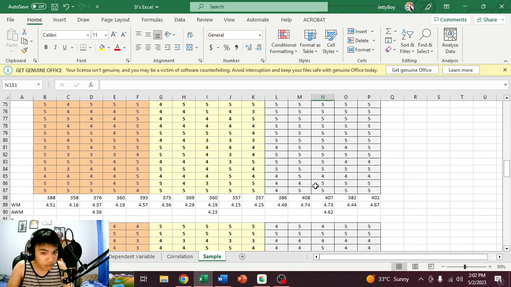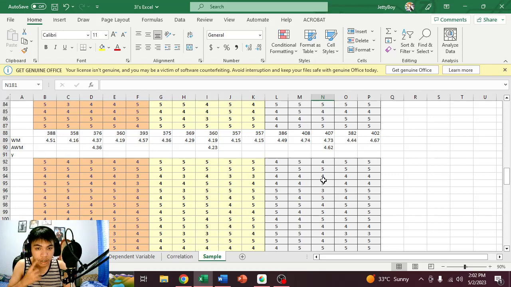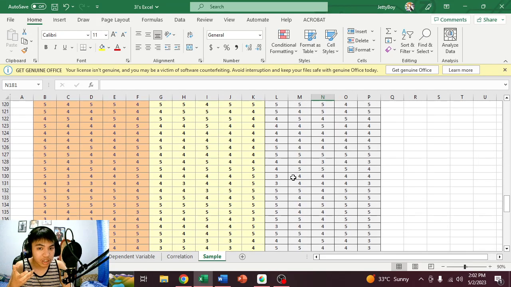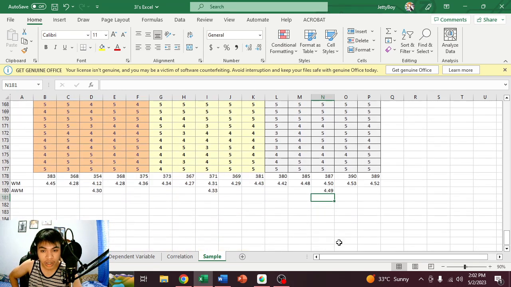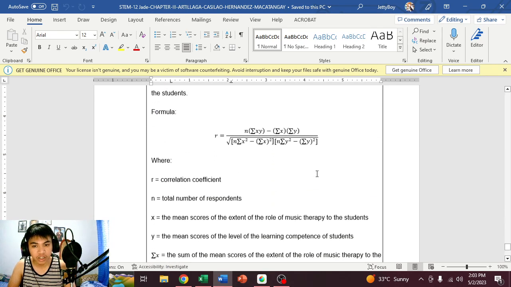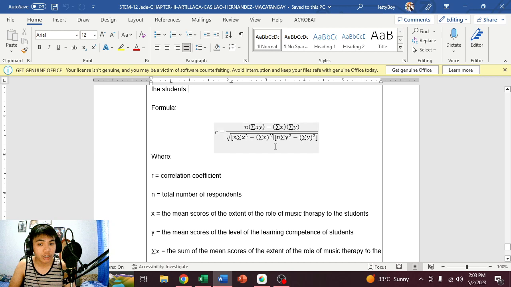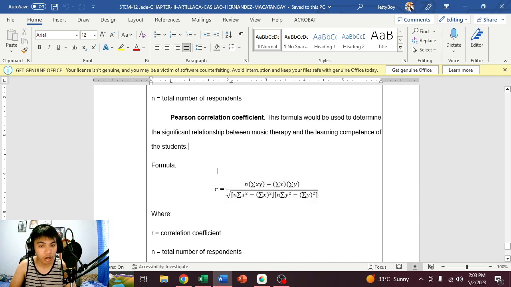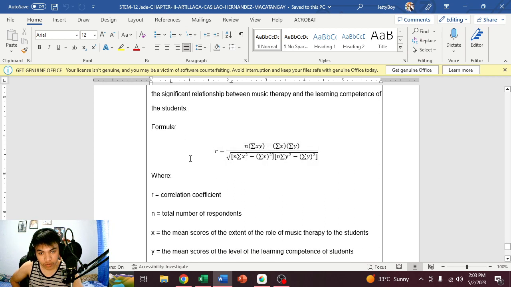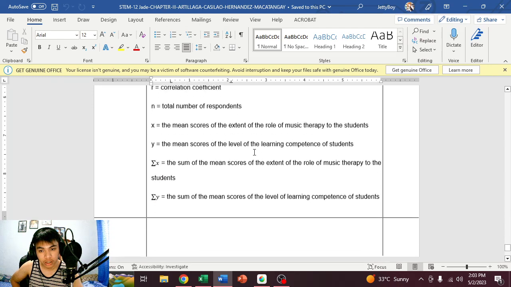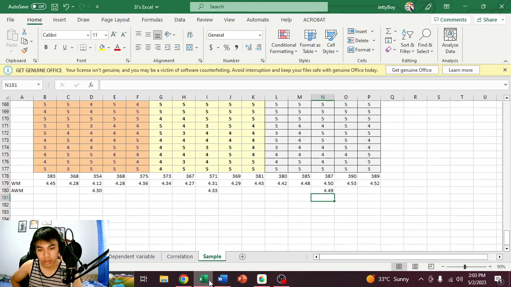Now if you are conducting correlational research, then this is probably the most tedious part, but it's actually not at all complicated. It looks complicated, but we will break it down. So first, let's look at our statistical treatment of data. This is the formula for the Pearson correlation coefficient R, the Pearson R coefficient. First, we need to find the values of each of these coefficients. Okay? Dahan-dahan natin gawin.